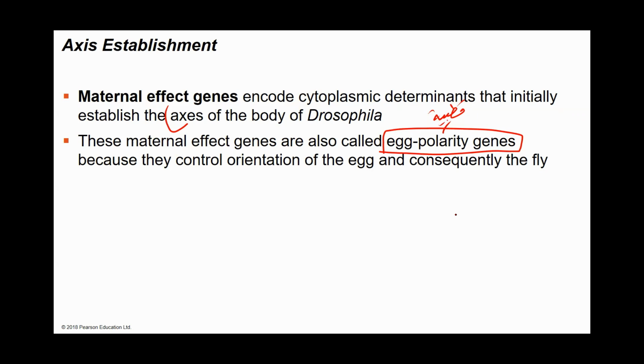They are called egg polarity genes because they will determine within the egg the different sides, or they will divide the egg into different sides. So one side will be, for example, the head, the tail, maybe the back, the belly. That's why they are called egg polarity genes. They will determine the different poles of the egg, which side will be the head, which side will be the tail. So eventually they will control orientation. Okay, اتجاهية.